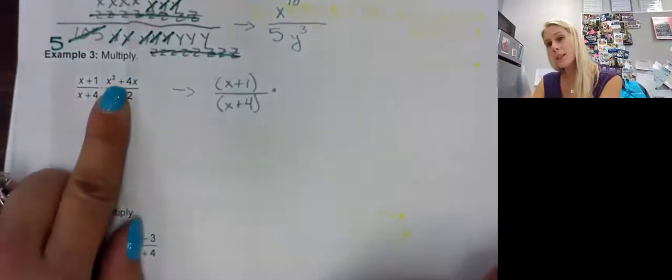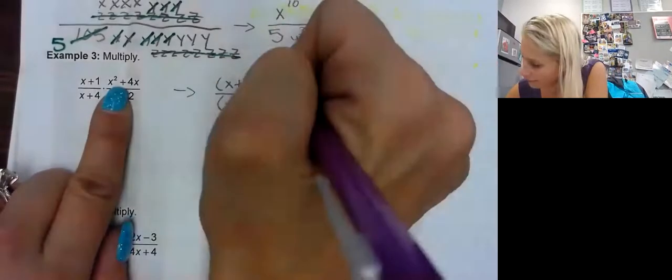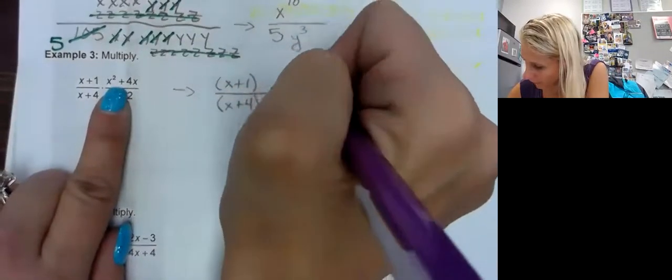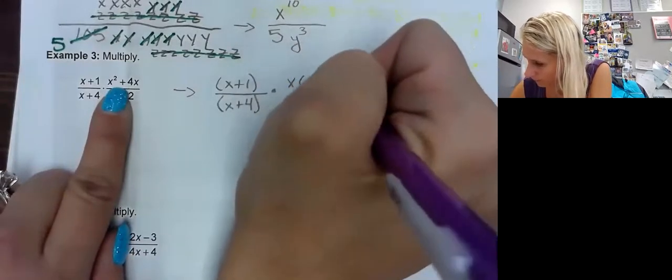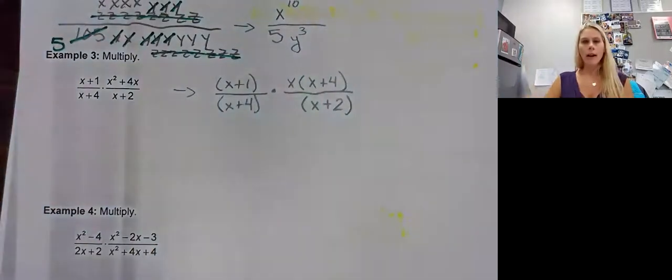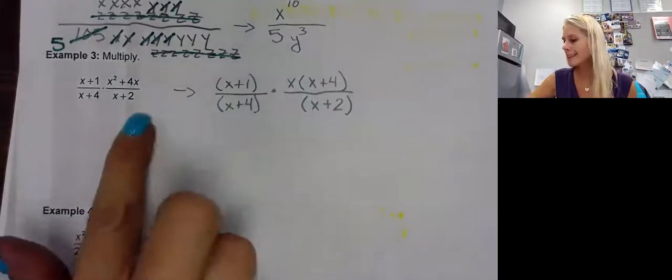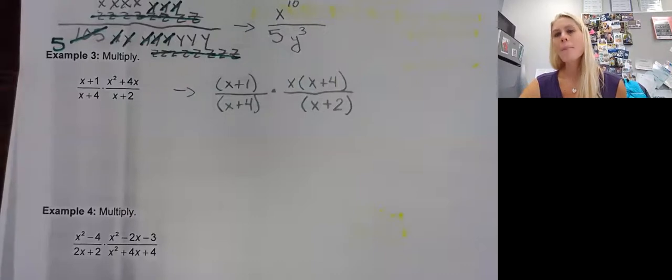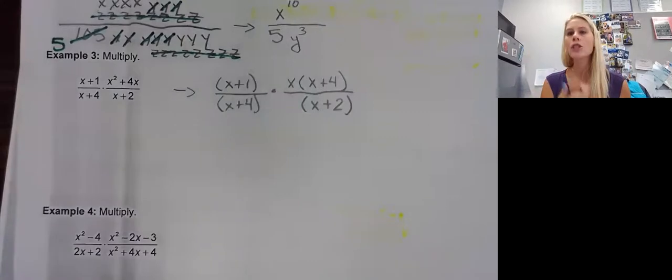But if I look at this numerator here, what do they have in common? They have a GCF. They have an x in common, so I'm going to factor that out, leaving me with x plus 4. And then on the bottom here, I have an x plus 2. All right, what is the same on top that is on the bottom? Now, I want to point out to you one more thing. Do you guys see how I put parentheses around here? Because I can't cancel out a part of that. I have to do the whole thing.